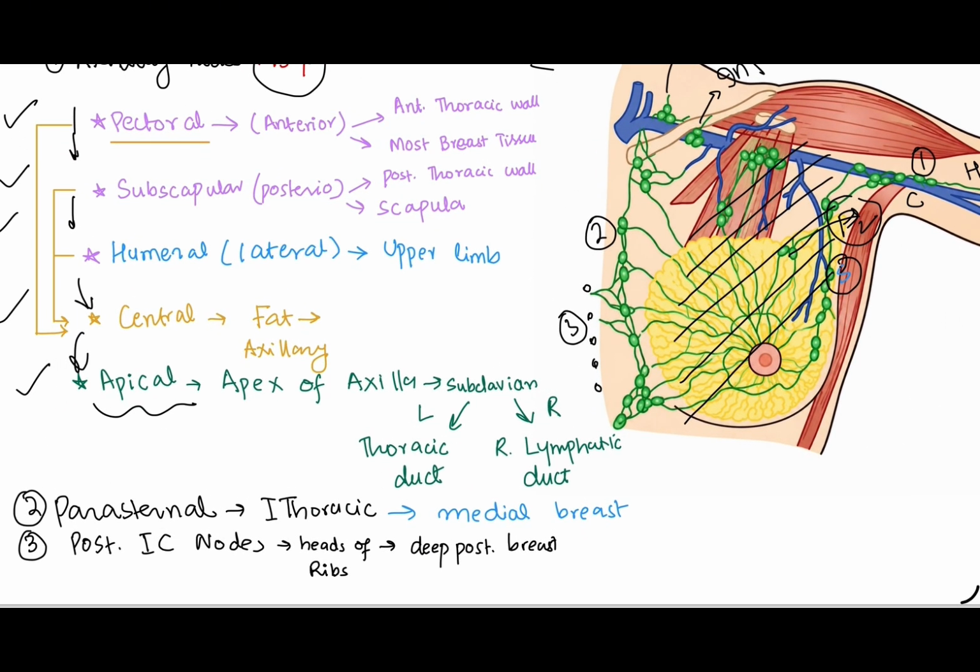Okay, what's going to happen with all of the drainage that we have? In the apex of the axilla, these apical nodes are present, and first they are going to drain into the subclavian, and from the subclavian they go into the thoracic duct on the left side, and on the right they go into the right lymphatic duct. So all the lymph is going to be there.